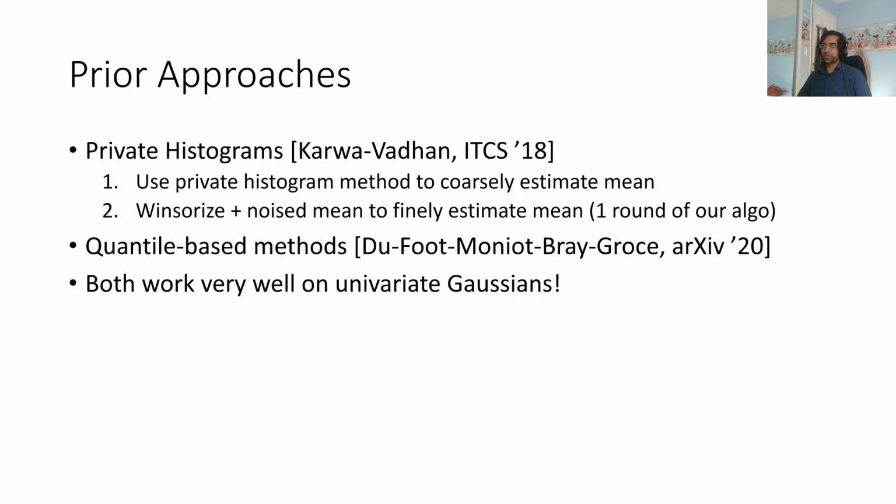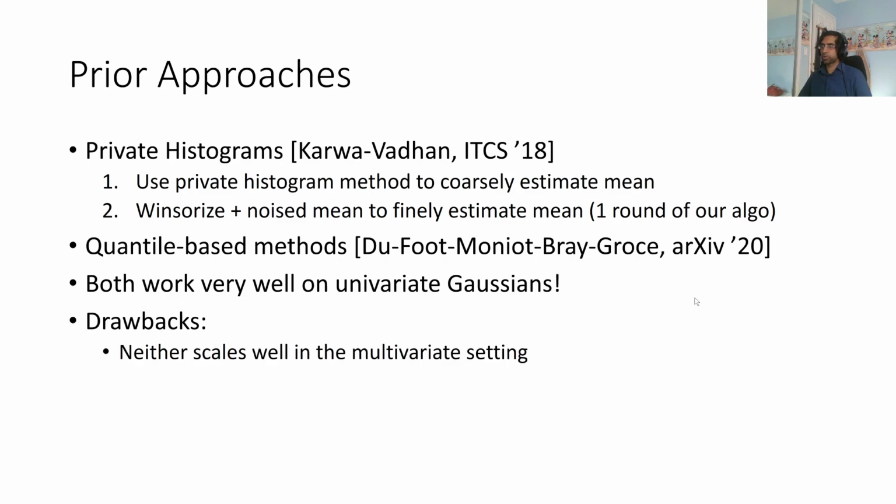And these are both very good for univariate Gaussians. They both beat us empirically and do really, really well for univariate Gaussians. But there are some drawbacks of this type of approach. In particular, neither of them scales very well in the multivariate setting due to issues associated with the curse of dimensionality.